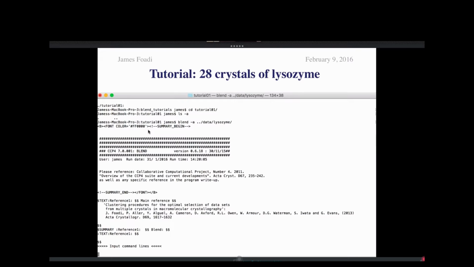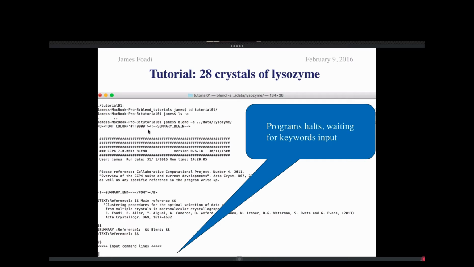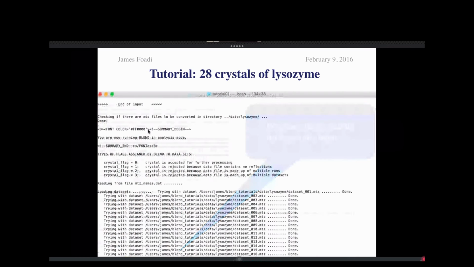Now, in the official Blend documentation on the CCP4 website, we have also included references to Pointless and Aimless because Blend makes systematic use of these programs. The users are encouraged to add citations of Pointless and Aimless when they cite Blend. The program automatically halts, waiting for keywords input. Pressing the Enter key signals the program to include default values for all keywords.